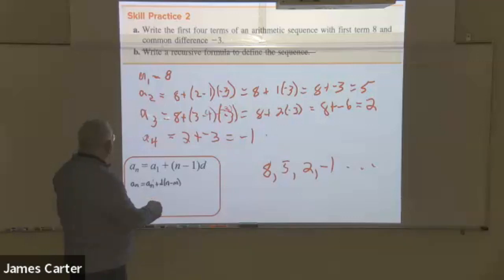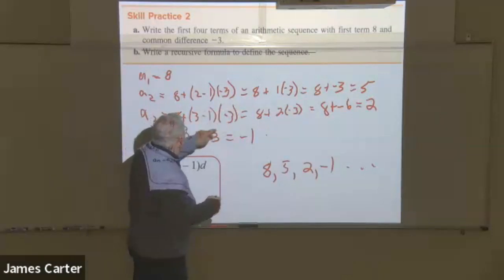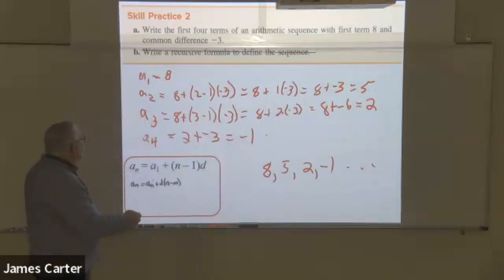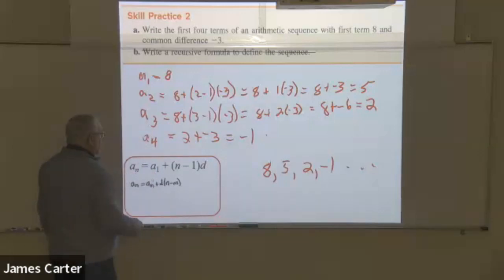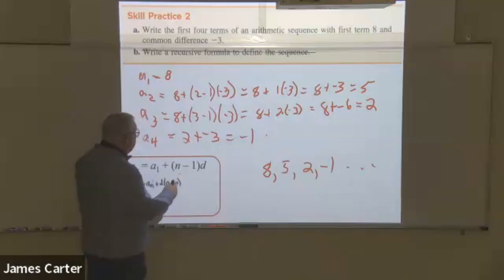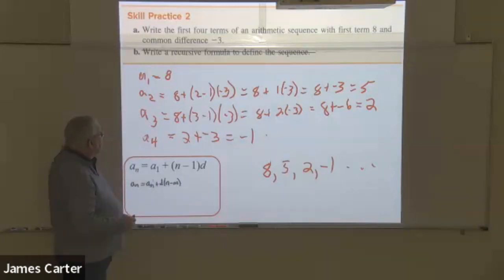For the third term, 3 minus 1 times the common difference gives you 8 minus 6 is 2. The fourth term, 2 plus, and in this case, we would have 4 minus 1 is 3 times -3. And so here is our sequence. And we could keep on if we wanted to even farther.